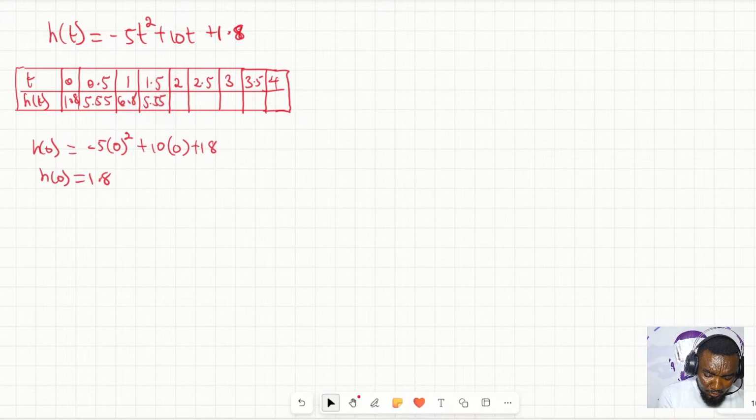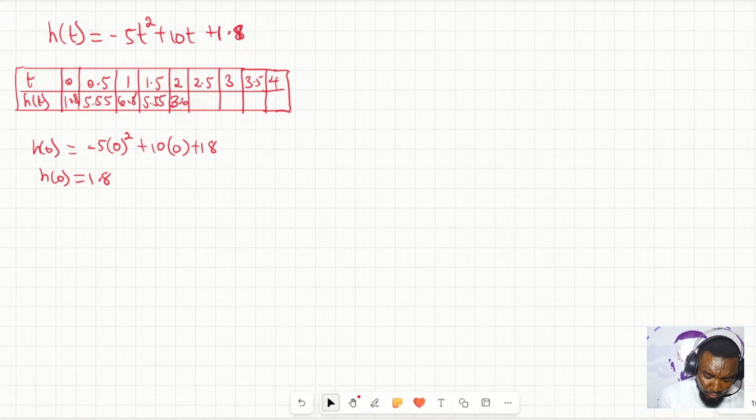And then we have our 2. So when we use 2 in place of the t, negative 5 multiplying 2 all squared plus 10 multiplying 2, and then plus 1.8 multiplying 2, that gives us 3.6. I have to go through this again. Probably I might have left something somewhere.